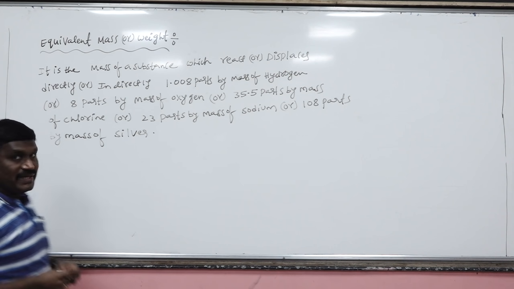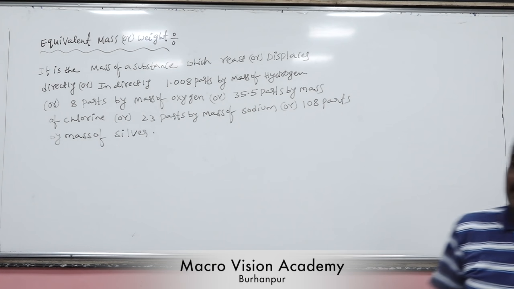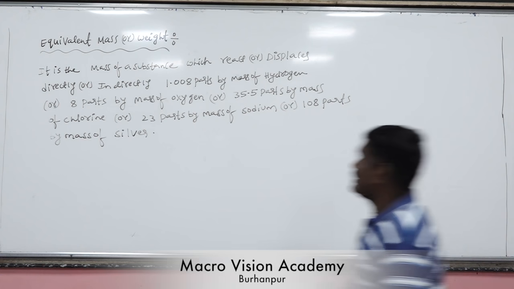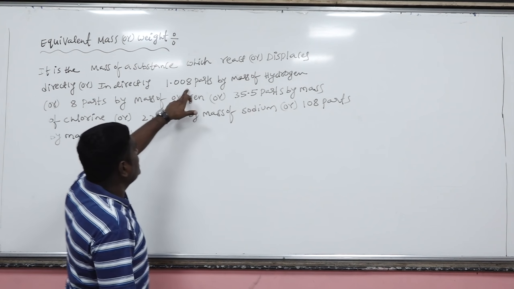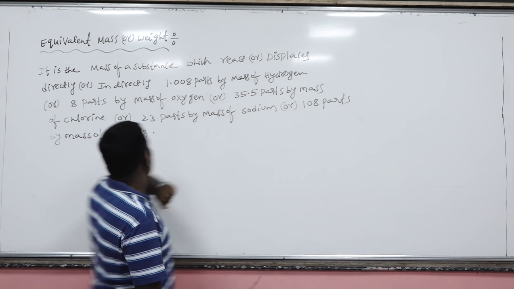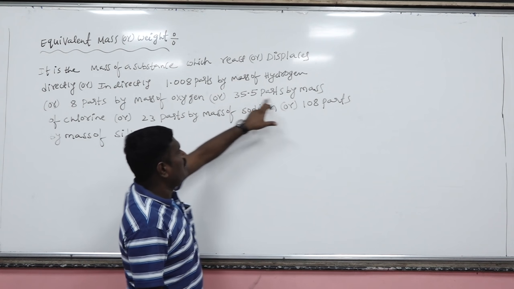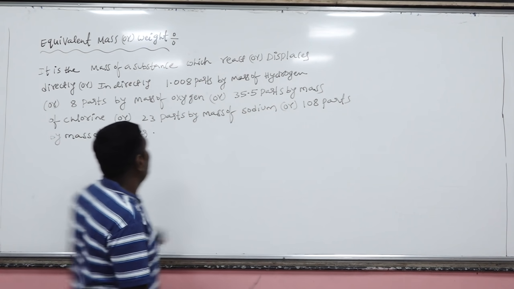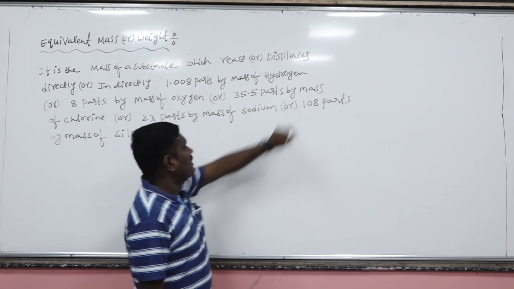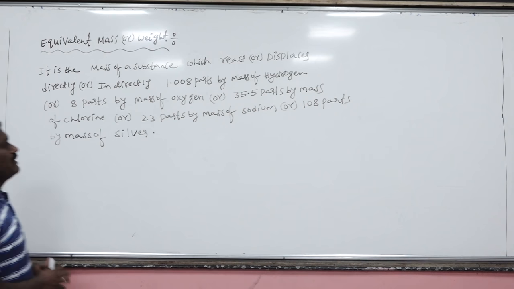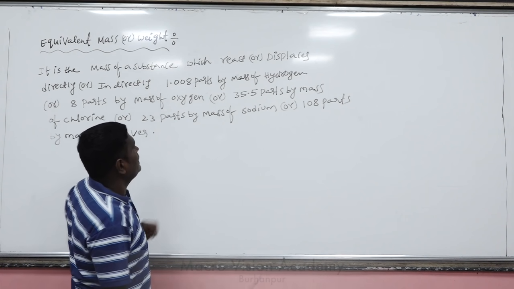Now, see the definition once again. It is the mass of a substance which combines or displaces, directly or indirectly, 1.008 parts by mass of hydrogen, 8 parts by mass of oxygen, 35.5 parts by mass of chlorine, 23 parts by mass of sodium, 108 parts by mass of silver. Now, what is the meaning of 1.008 parts?